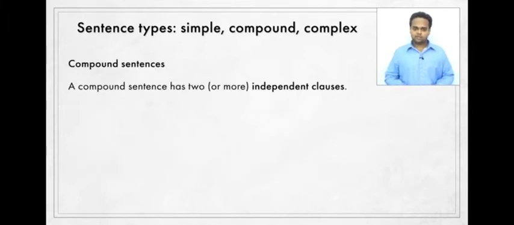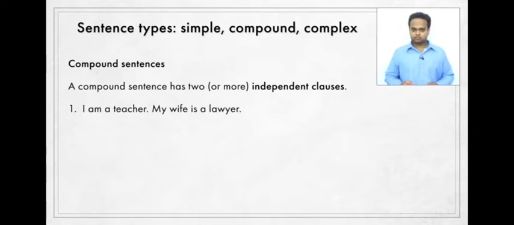Well, a compound sentence is just a sentence that has two independent clauses. We saw that a simple sentence has just one clause, but a compound sentence has two or sometimes more independent clauses. Take a look at this example.